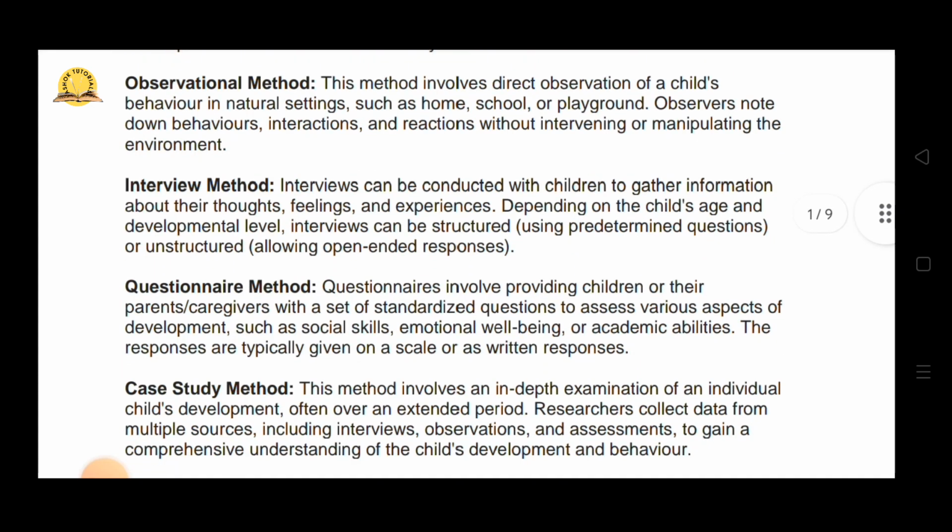So first of all, we have the observational method. This method involves direct observation of the child's behavior in natural settings, right? Here we will observe the learner in natural settings, like how the child behaves at home, at school, at the playground. So all this: his or her behavior, interaction with peers, with teachers, with elders, with parents. We will observe everything in the observational method.